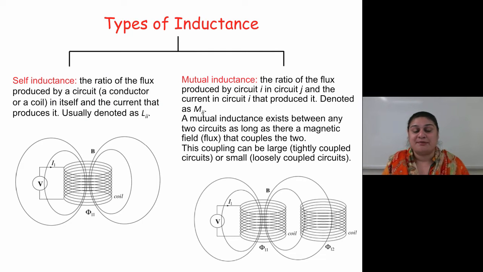So there are two basic types of inductances, self-inductance and mutual inductance. Self-inductance is the ratio of the flux produced by a circuit, a conductor, or a coil in itself to the current that produces it, usually denoted by Li. Mutual inductance is the ratio of the flux produced by a circuit I in circuit J and the current in circuit I that produced it, denoted by Mij. Mutual inductance exists between any two circuits as long as there is a magnetic flux or field that couples the two. This coupling could be large, like for a tightly coupled circuit, or small, for a loosely coupled circuit.